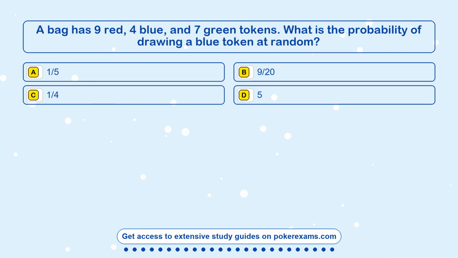Question 22. A bag has 9 red, 4 blue, and 7 green tokens. What is the probability of drawing a blue token at random? Option A 1/5. Option B 9/20. Option C 1/4. Option D 5.